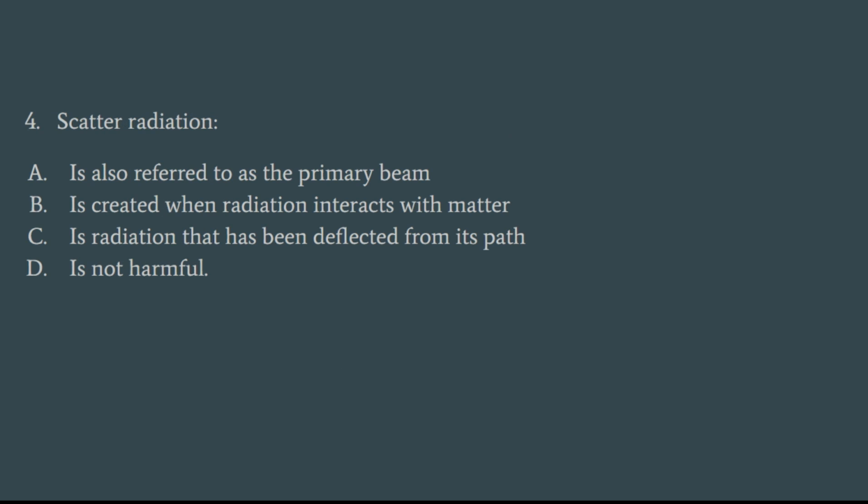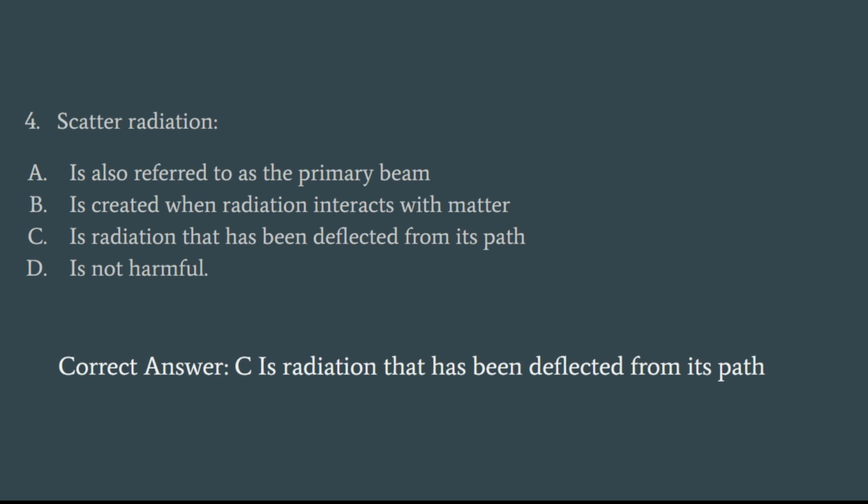And the last question, scatter radiation: A, is also referred to as the primary beam. B, is created when radiation interacts with matter. C, is radiation that has been deflected from its path. Or D, is not harmful. And the correct answer, C, radiation that has been deflected from its path.